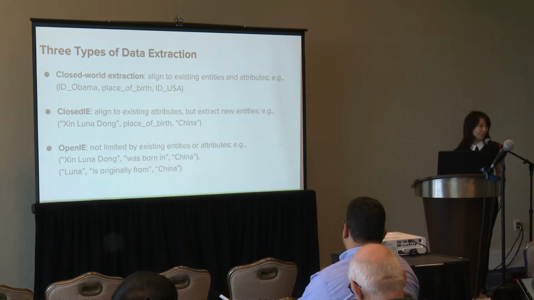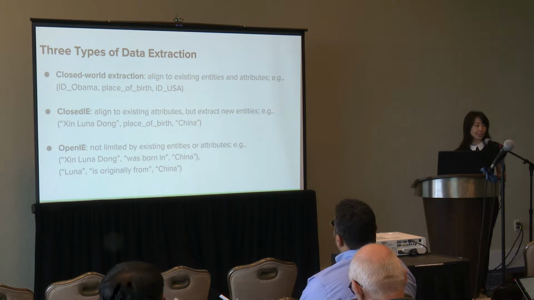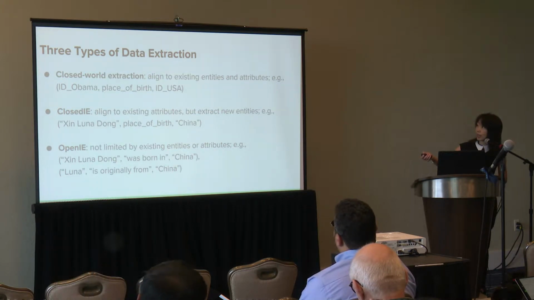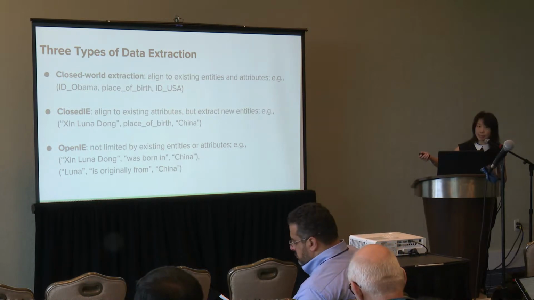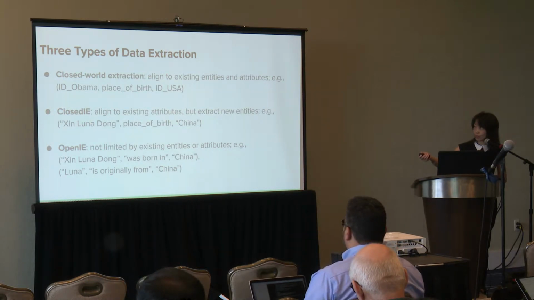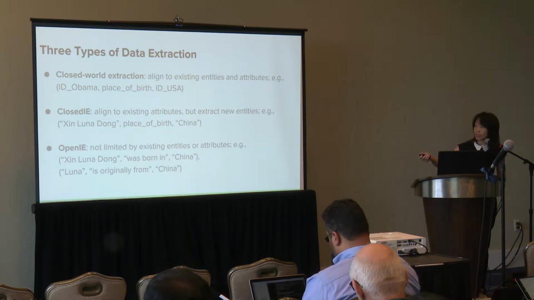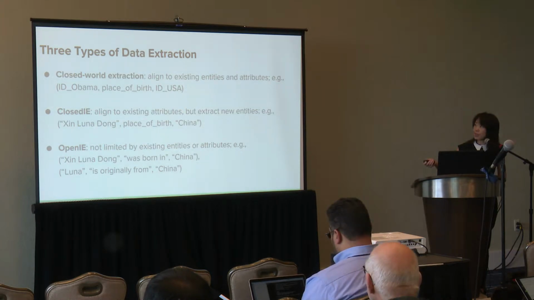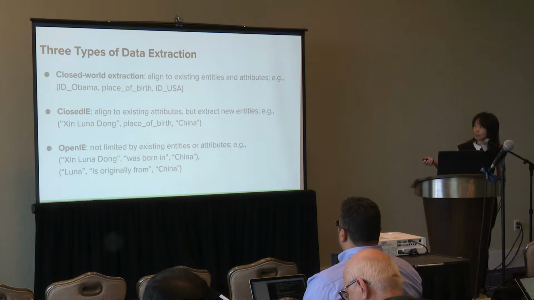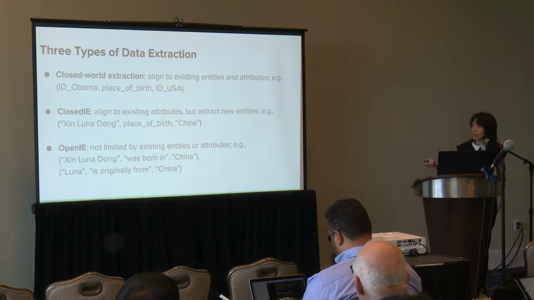So there are 3 types of data extraction. Closed-world extraction, that's my name for it, where we only extract things for existing entities and attributes. For example, the entities we extract have IDs in some underlying knowledge base or references, and the place of birth, which is the relationship, is in the schema. The second type is closed IE. Here we also only consider existing attributes, but we extract new entities represented using strings. Only with this are we able to extract information about not-that-famous people like me.